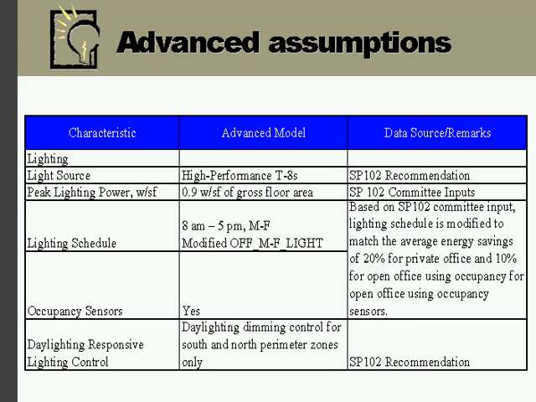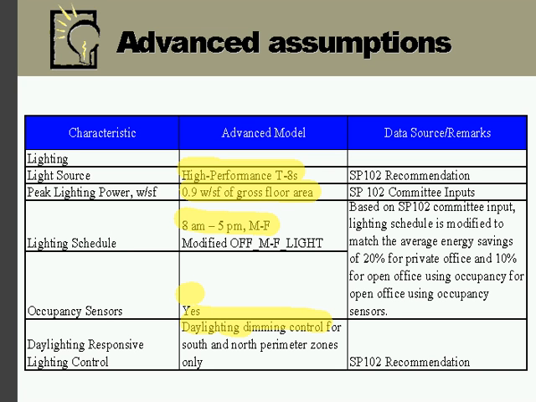In the advanced building, we used high-performance T8. I'll talk in a few minutes about what high-performance T8 lamps are. We went to 0.9 watts per square foot. The lighting power density was 0.9 watts per square foot instead of the 1.3. We modified the 8 to 5 Monday through Friday schedule by using occupancy sensors in the non-daylight areas, in the restrooms, storage rooms, conference rooms. We did recommend daylight dimming control for the south and north perimeter zones only.